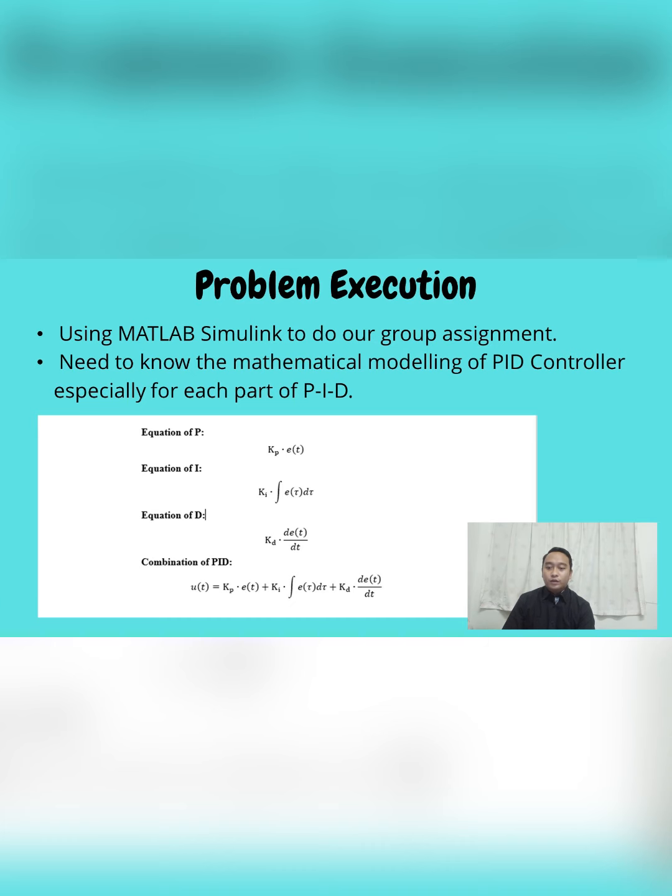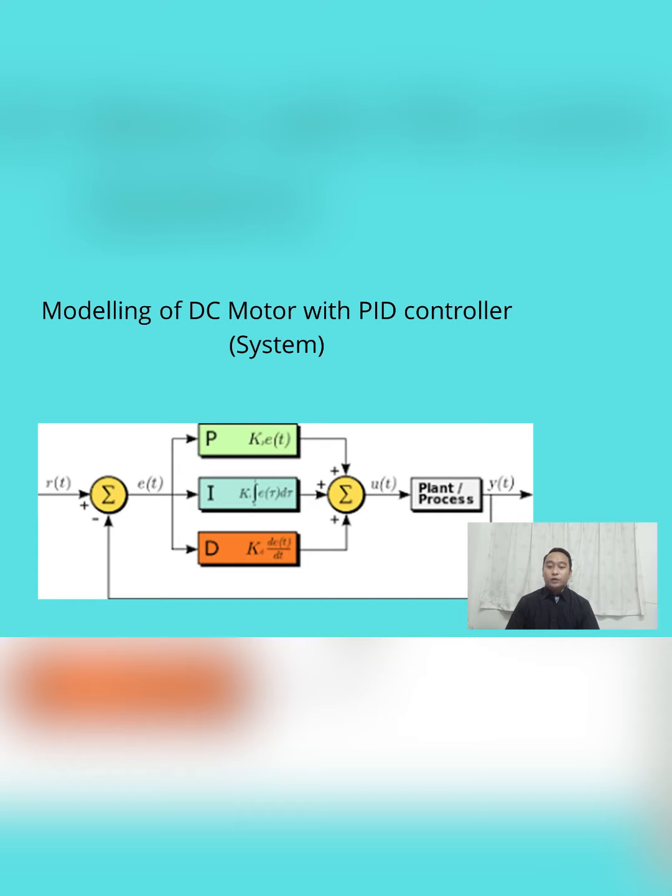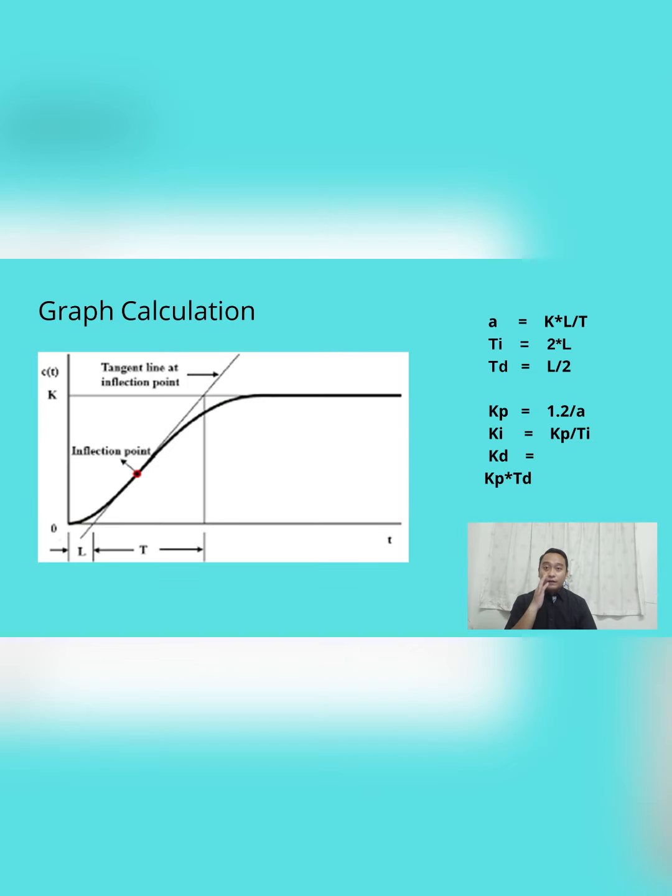Okay, we will continue to the modeling of DC motor with PID controller. For the system, we construct the block diagram, which has a sum part for P, I and D, and then we'll also have another sum, and then the PID will plant or process, and then it will have its own output. Okay, and then I will go through the graph calculation.